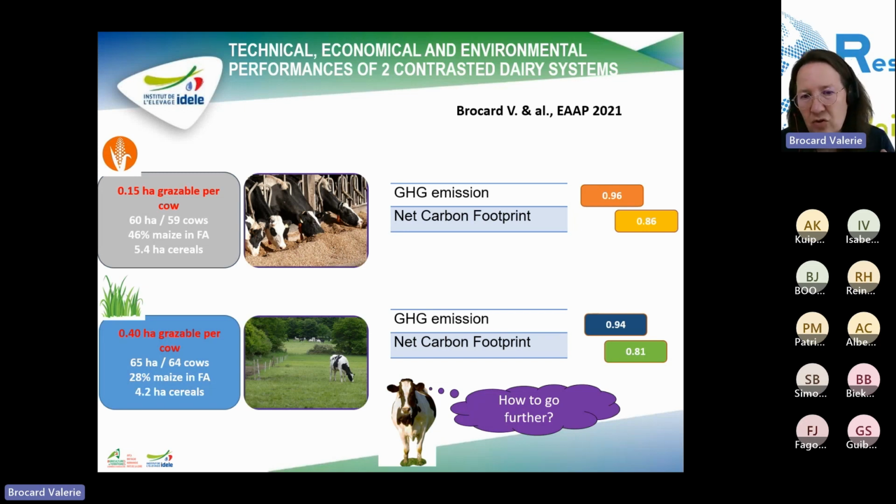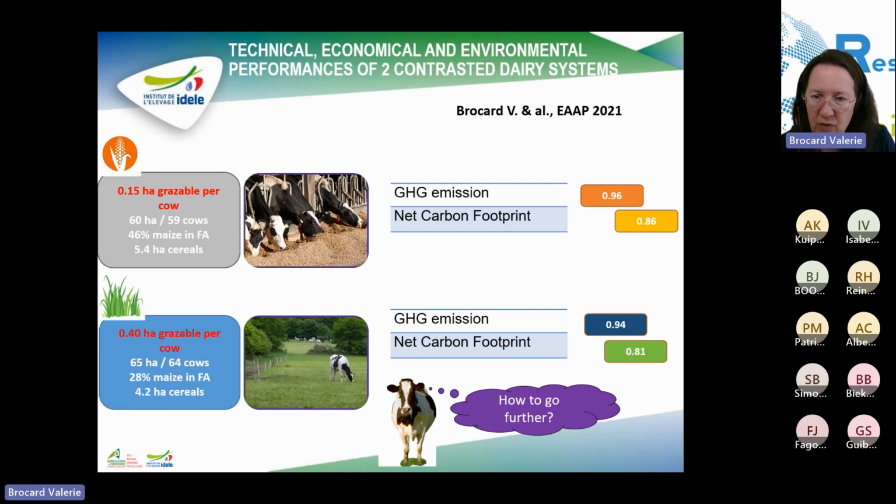There were not so many differences in terms of raw emissions. Like I said, all the production systems based on forage production are almost at the same level. But of course, the net carbon footprints were different because in the grass-based system at the bottom, we had more grasslands and more carbon storage. So the net carbon footprint was lower in the grass-based system and reached 0.81 compared to 0.86 for the maize-based system. So this was our starting point. And if you want to know more about this experiment, it was my EAP presentation 2 years ago, if you want to have all the details of this long-term experiment.